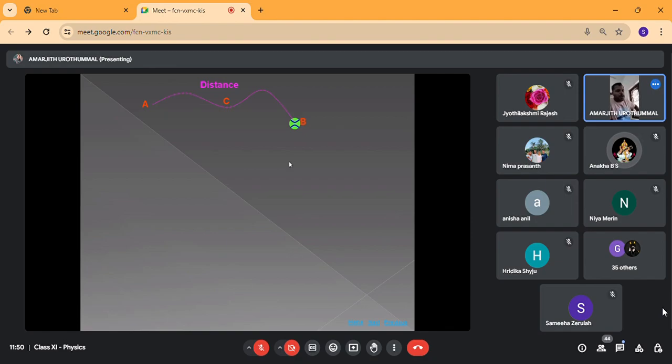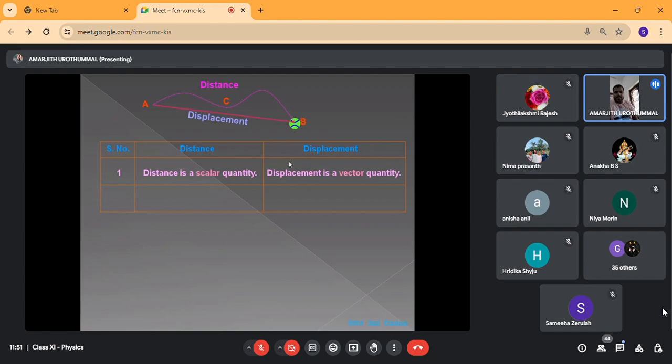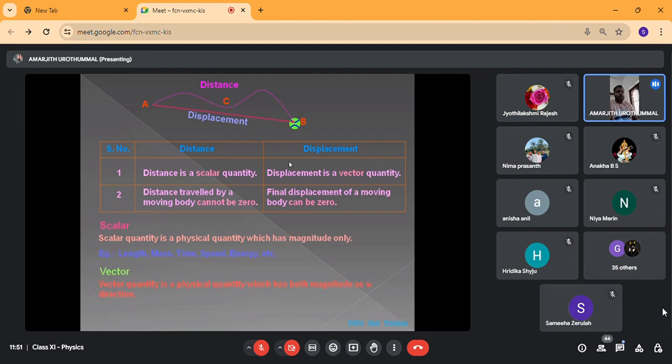Now, when I draw a straight line from A to B, this is the displacement. It looks like a bow and arrow arrangement. So the straight line is displacement. Clear? Now let us compare these two. Distance is a scalar quantity, whereas displacement is a vector quantity. Distance traveled by a moving body cannot be 0. Displacement can be 0 or negative also. Okay, so this point you have to remember.